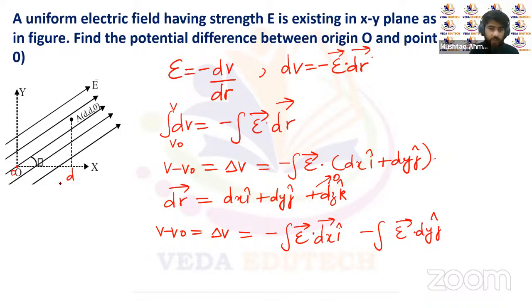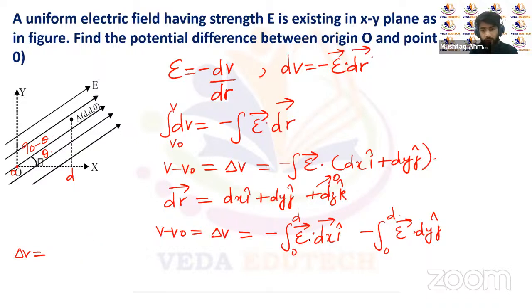Now we have to calculate the angle between x and y. Let's suppose it is at an angle of theta, then the angle between the dx vector and the E vector will be theta here. And then the angle between the dy vector and the electric field vector will be 90 minus theta. Now you can see here delta V will be with the limits 0 to d for this and 0 to d for this as well.